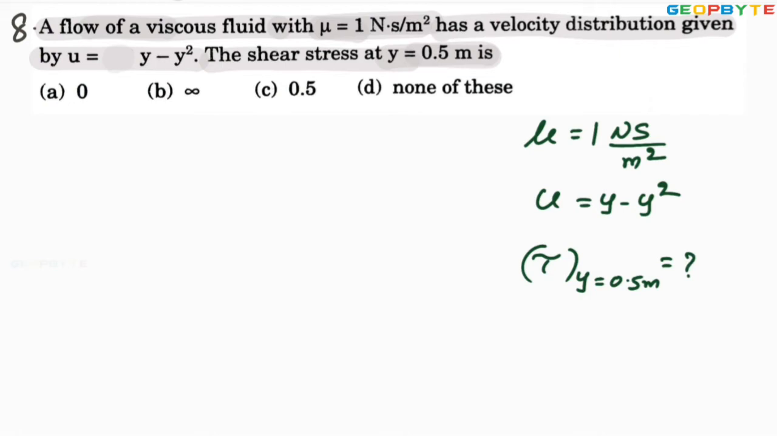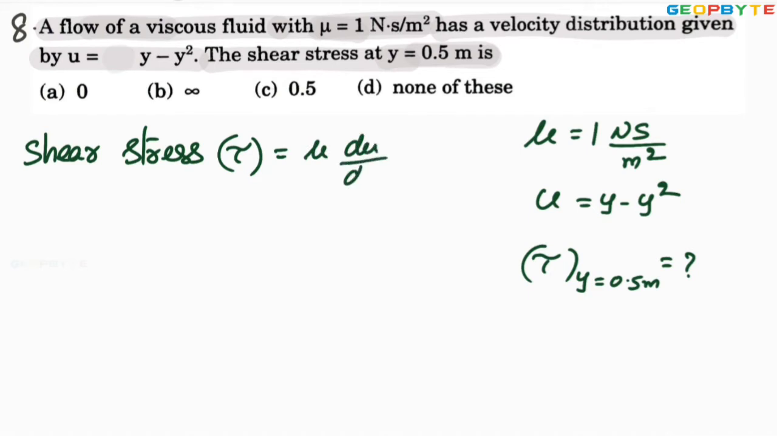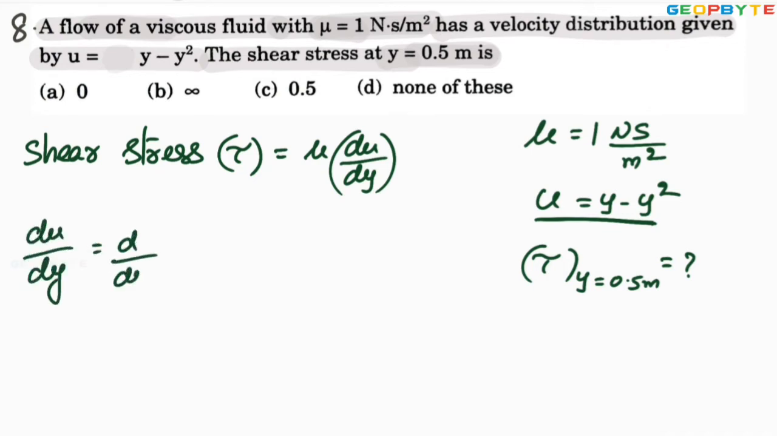That is the problem. As we know, the shear stress tau equal to mu into du by dy. That is the shear stress. Mu is given, and u is given. You have to find the du by dy. Du by dy equal to d by dy of u, which is y minus y square. Simplify this value. It is 1 minus 2y.